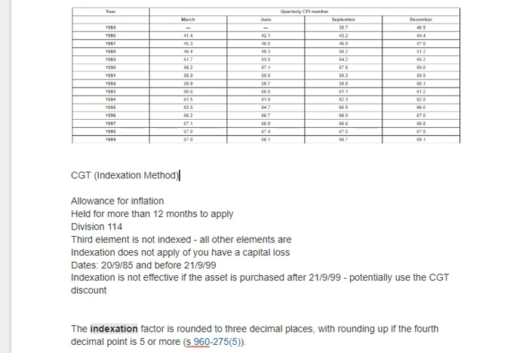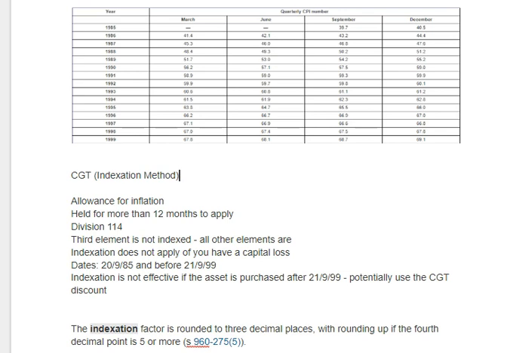Where's the law for this? Division 114 is the legislation. So if you want to go into the legal database, you can go there, have a look. Now we spoke about the elements of the cost base previously, 1, 2, 3, 4 and 5 elements. The third element is not indexed, whereas all the other elements are. So if you're not sure what I mean by the elements of the cost base, go back through the lecture notes, the lecture handout and readings, find them and you'll know what I mean. But the third element is not indexed.